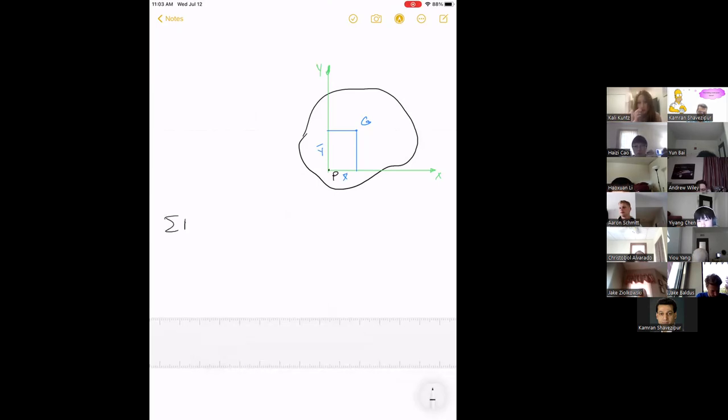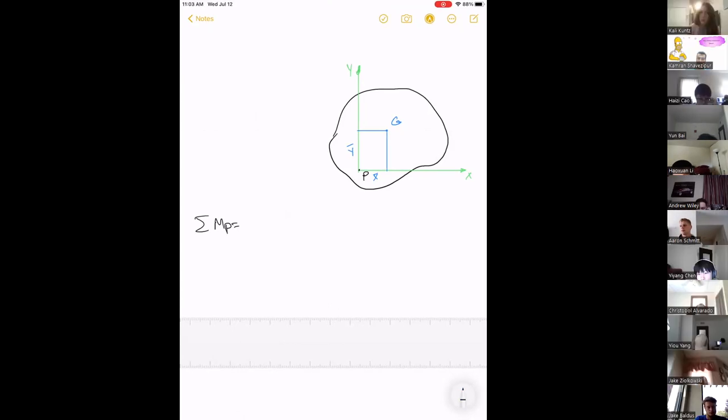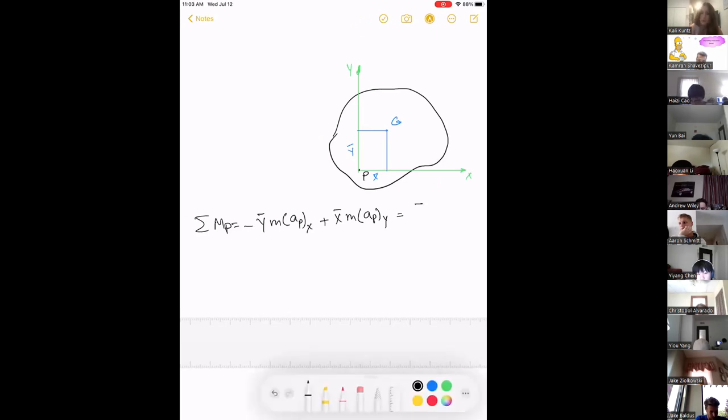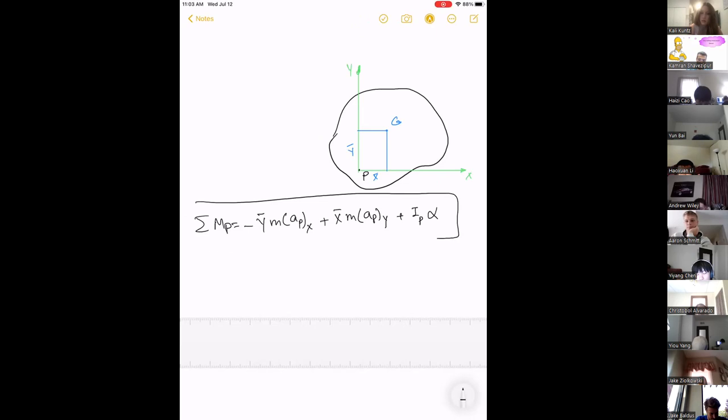So if that's the case, you can write summation of moments about P is equal to minus Y bar M, and this is the mass of the whole thing, times the X component of acceleration of P, plus X bar M, the Y component of acceleration of P, plus moment of inertia about P times angular acceleration. This is the equation you can write.